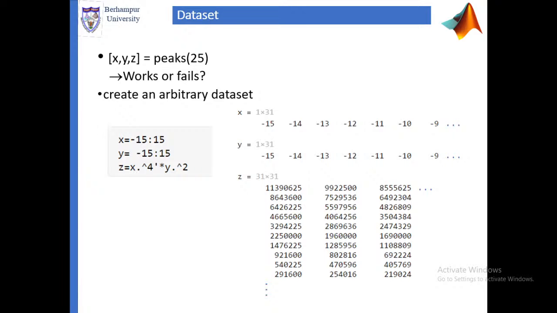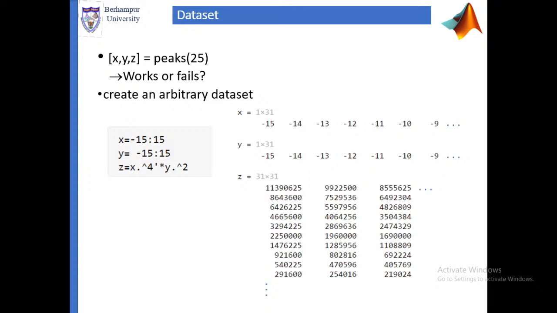The second one is we are trying to create an arbitrary data set. X is from minus 15 to plus 15, y is from minus 15 to plus 15, and z is equal to x.^4 times y.^4. Now you can see that x.^4 has a dash, which is the transpose. Why are we taking the transpose? We take the transpose, otherwise there will be a mismatch in matrix dimension.